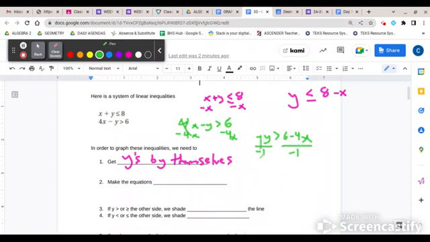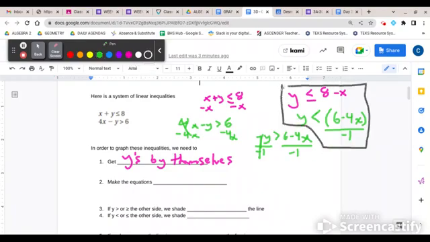Okay, so we cancel that out. Negative y divided by negative 1, so we're going to have positive y. Now we got to flip this sign. So instead of y being greater than, y is going to be less than 6 minus 4x all over negative 1. So y is going to be less than 6 minus 4x all over negative 1. And the other equation is going to be y is less than or equal to 8 minus x. So these are the two equations that we have written with y by itself.